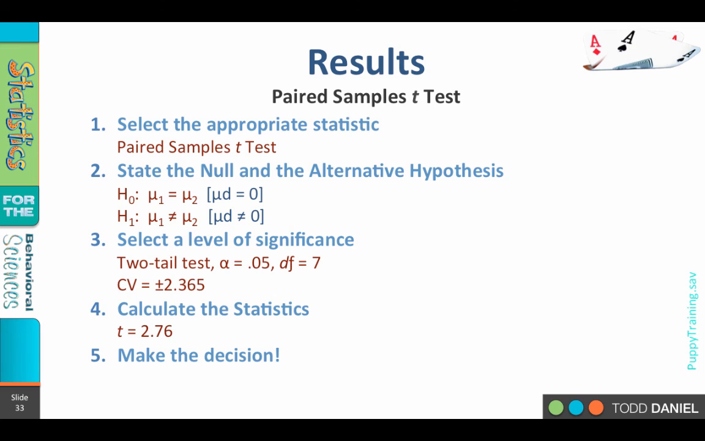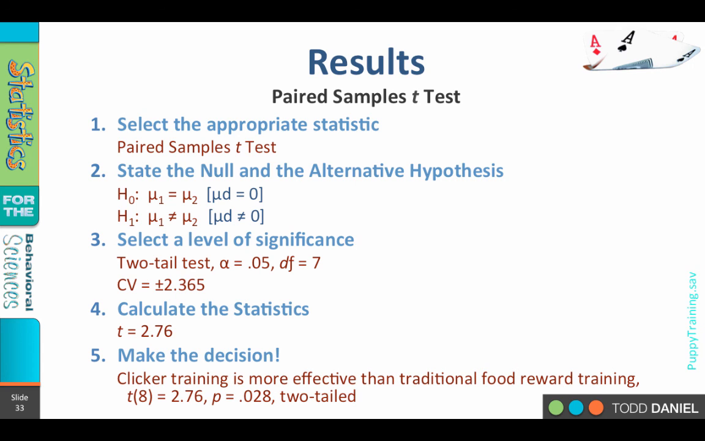The t-value was 2.76. But when we make our decision this time, we conclude that clicker training was more effective than traditional food reward training. T with 8 degrees of freedom equals 2.76, comma, probability equals 0.028, a two-tailed test. Now, by the way, how did we know that clicker training was more effective? Because clicker training had the higher mean. We would make mention of the mean and standard deviation for both the clicker and the food reward training groups when we did our full APA write-up.